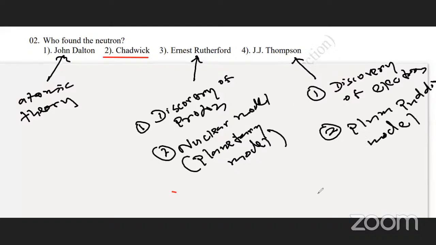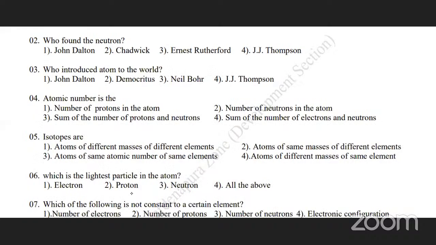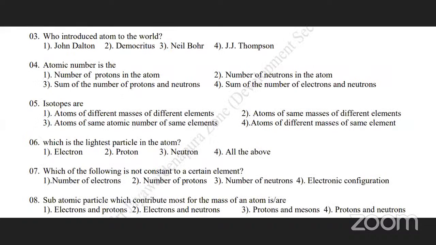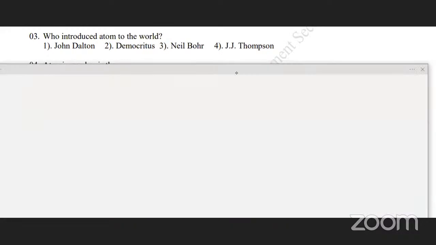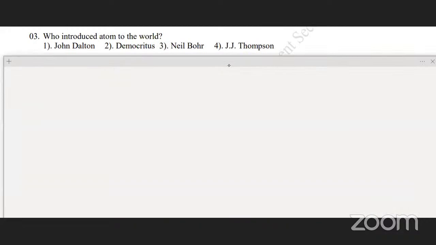Question number 3, I'll read the screen. Third MCQ: who introduced the atom to the world? Actually, the term atom is a Greek word, atomos. It means indivisible, cannot be divided further into smaller parts. The atom is the last point where you can do it. You can divide that into protons, electrons, and neutrons, but an atom cannot be divided into smaller atoms. That's what it means. So it was introduced to the world by a Greek philosopher called Democritus.